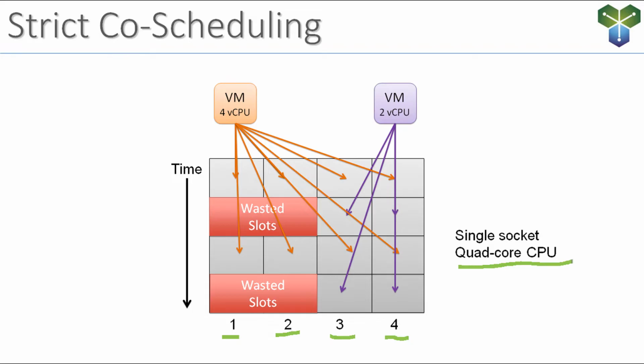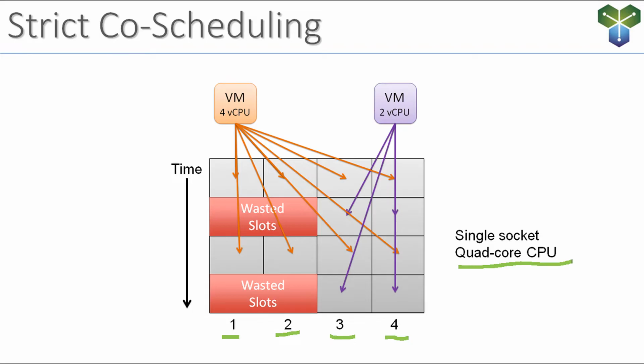So what we end up with here is some wasted time slots. We see these slots that are shown as wasted slots. Those are CPU resources that could have potentially been used. But because the orange VM needs 4 processors in order to function, it can't take advantage of those spare 2 time slots. So what we can end up with in this scenario is something called a high CPU ready value. So what do I mean by CPU ready?